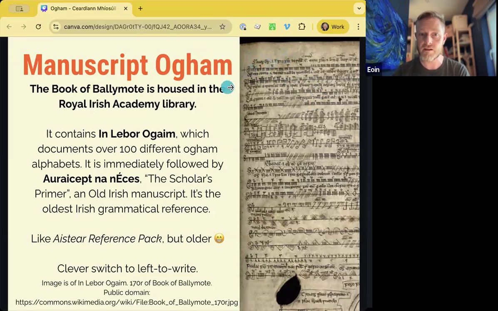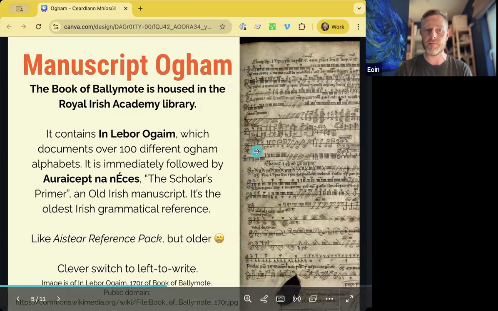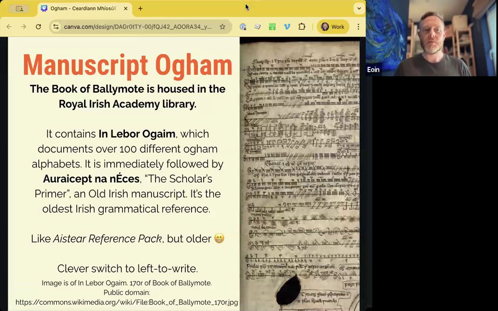But there's all these variations of Ogham. So what we see on stone is maybe a standardized form, but look at all these intricate versions of Ogham that are being suggested. So Lebor Ogaim, is how I'll pronounce it, is one part of the Book of Ballymote, and it documents over 100 different Ogham alphabets. So I'll talk a little more about that again.